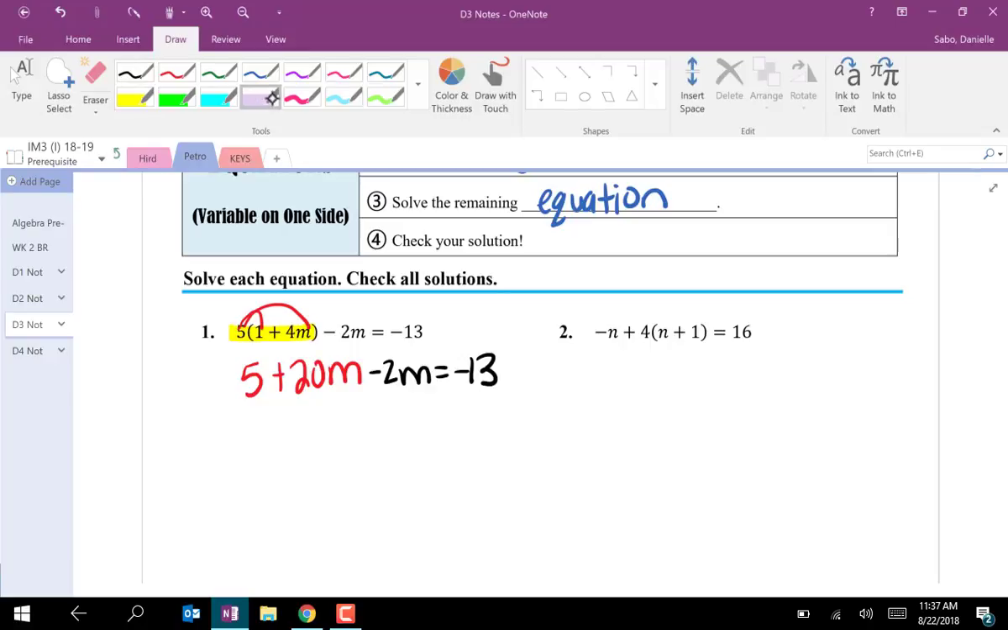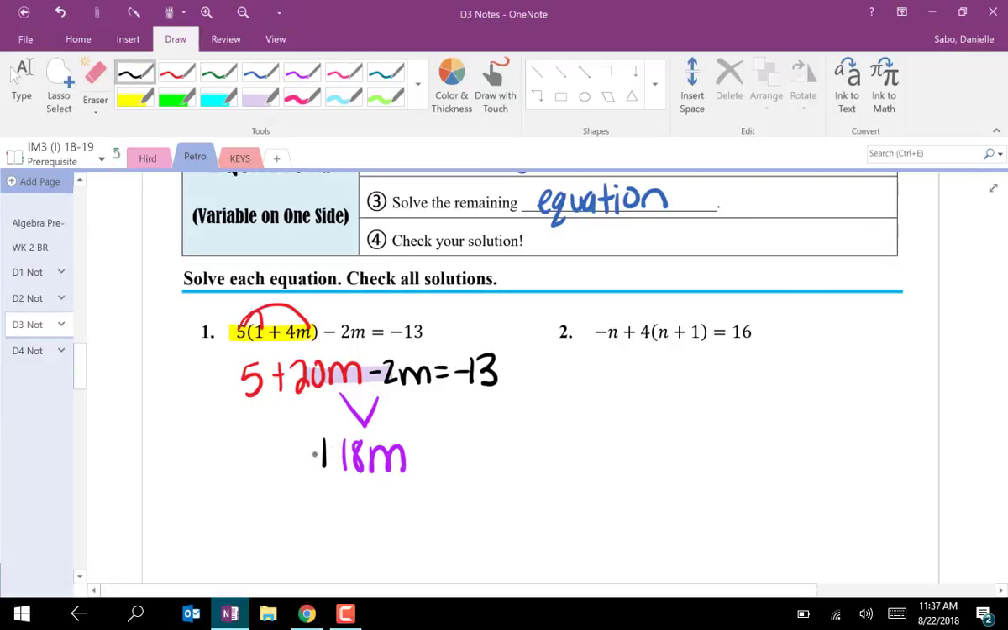20m and the negative 2m. Very good in purple there. So what I'm going to do is combine them. What is 20 minus 2? 18. Okay, so then I have 18m in black.